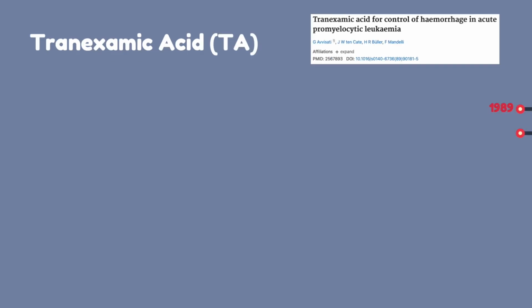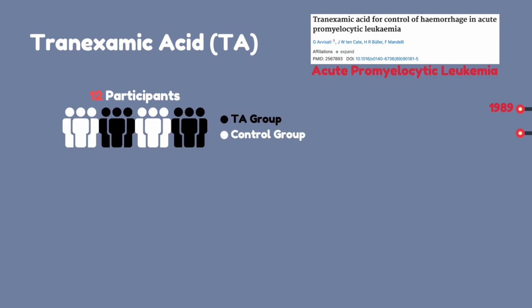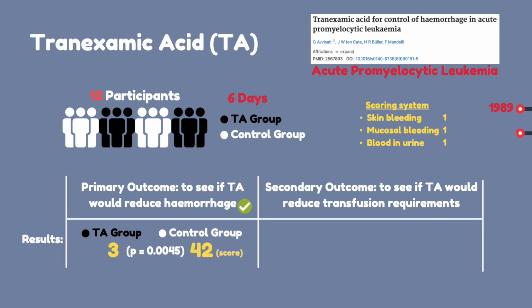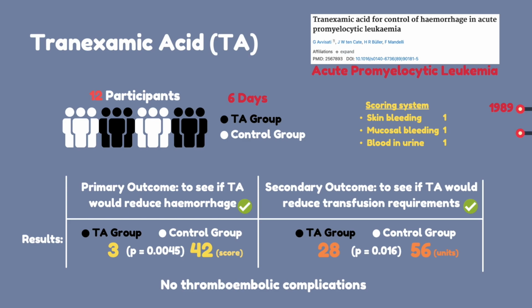The reason this guideline included TA is because of a double-blind case study from 1989. In this study, 12 patients with acute promyelocytic leukemia, or APL, were randomised either to TA or placebo for 6 days to see if it would reduce hemorrhage and transfusion requirements. They devised a scoring system to quantify the patient's bleeding symptoms daily. They found that the cumulative hemorrhagic score was 3 in the TA group compared with 42 in the control. Also, the overall units of packed red blood cells given in the TA group was 28 and 56 in the control. Furthermore, no thromboembolic complications were observed.